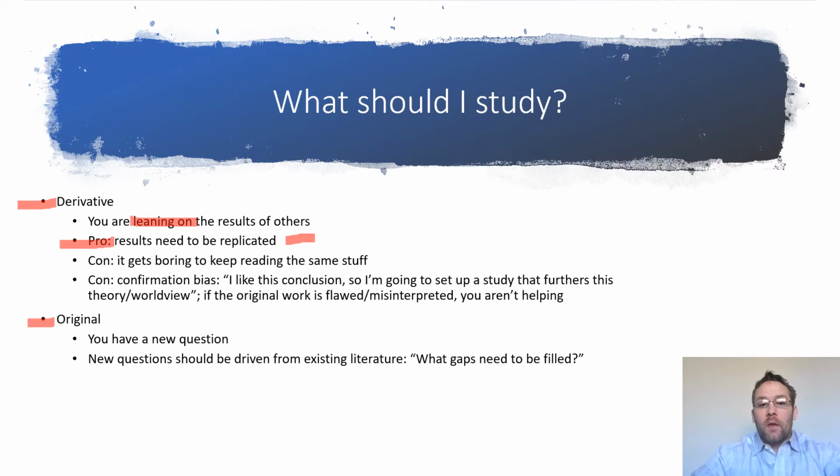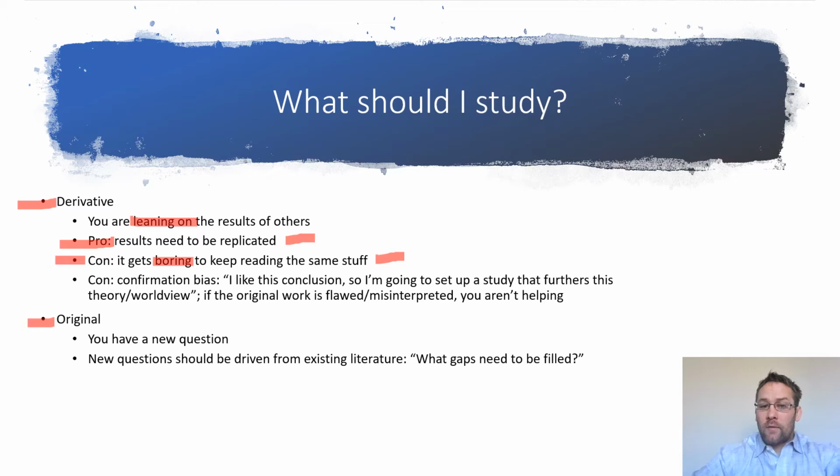The obvious con of derivative research is that it can be boring when you keep reading the same stuff over and over again. It can be boring to try to do somebody else's study. If you just keep doing the same thing all the time, you're just rereading the same literature, and it gets a little boring for the researcher.